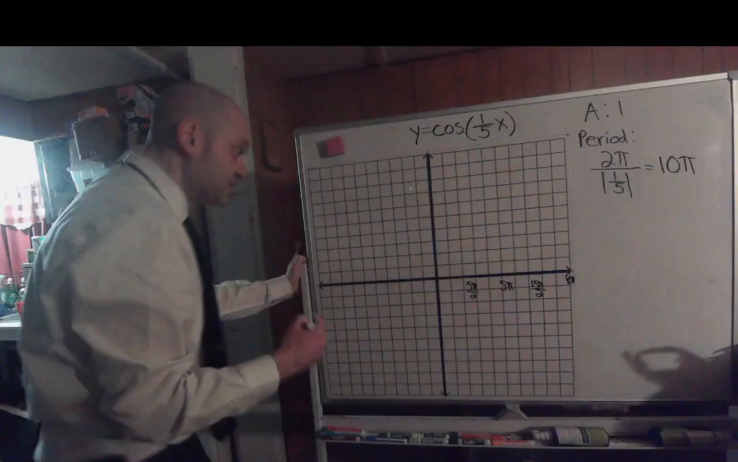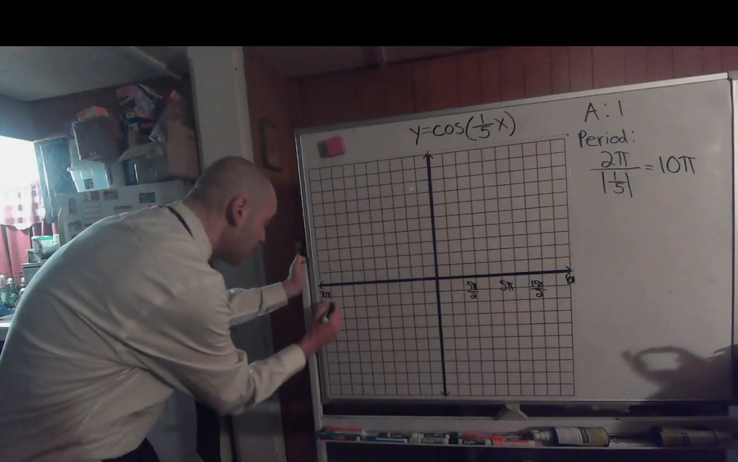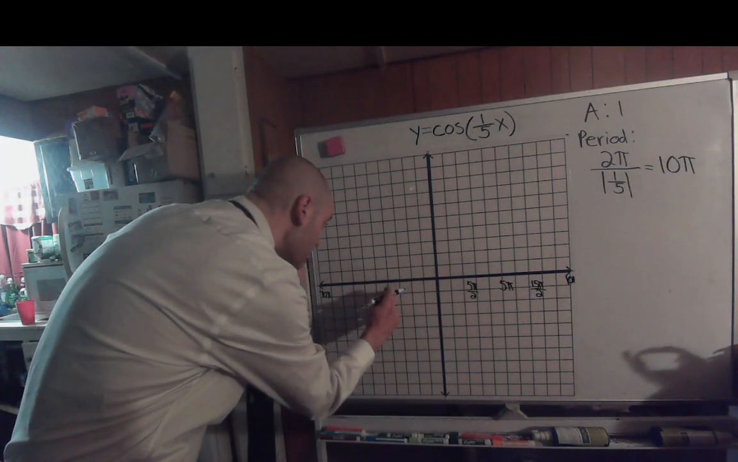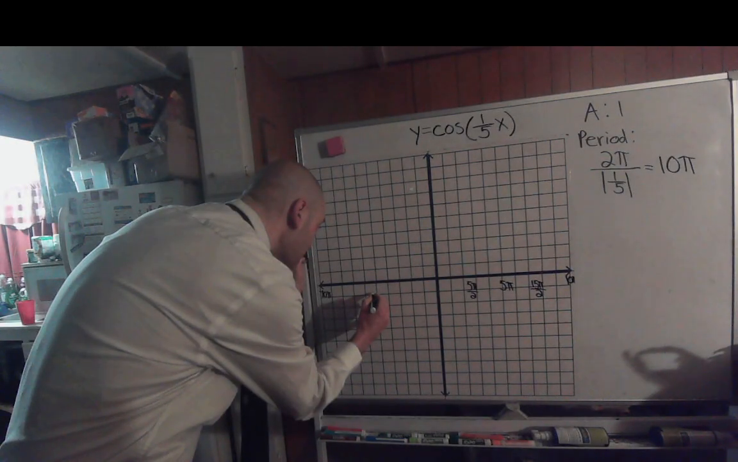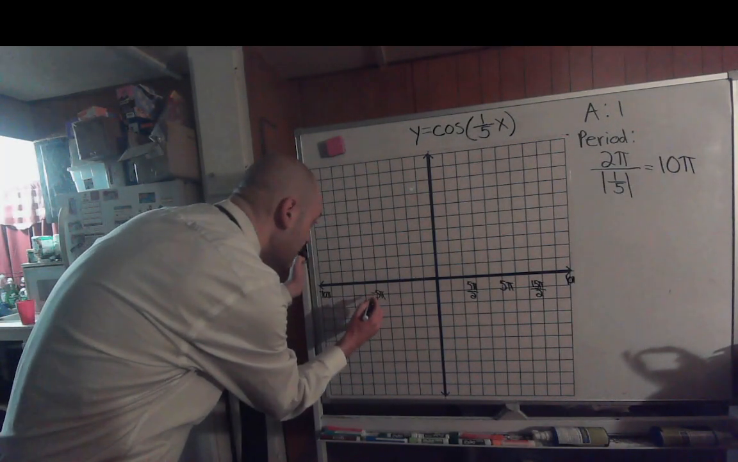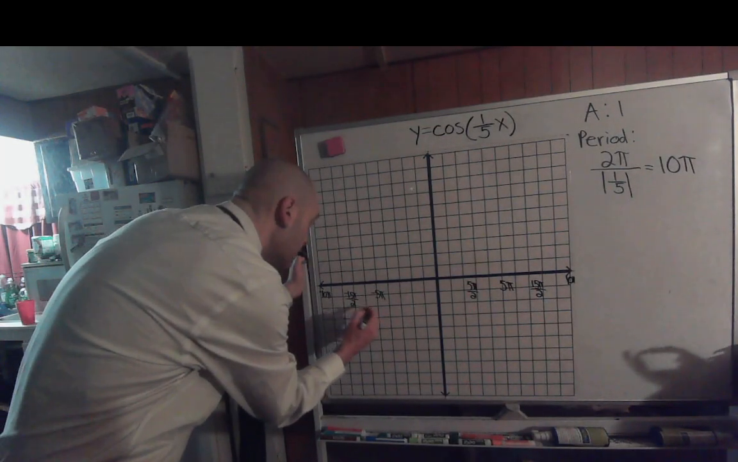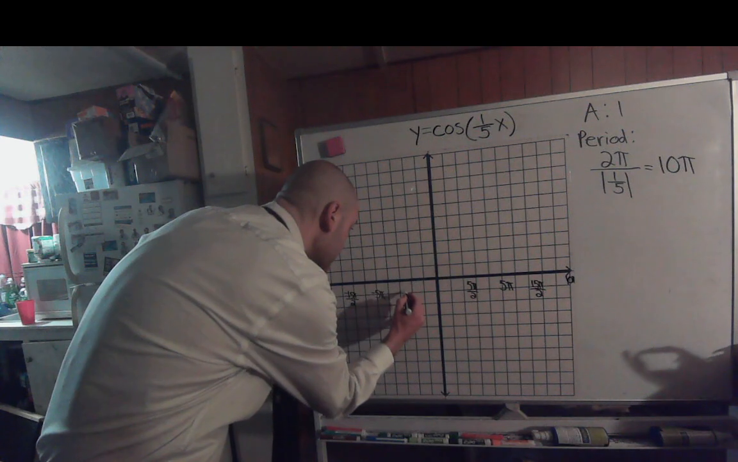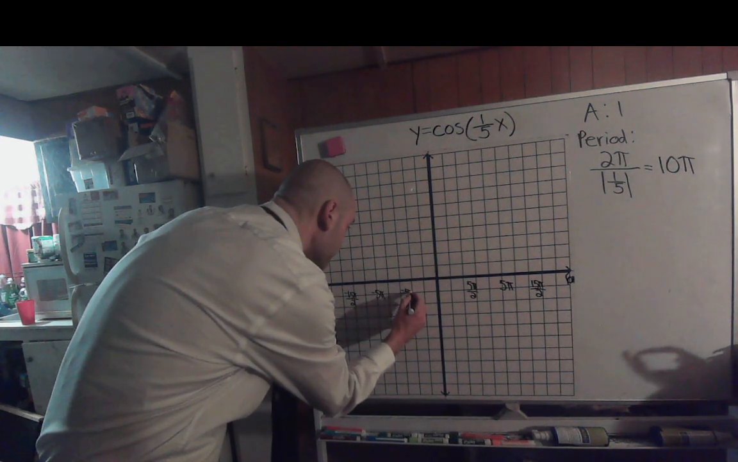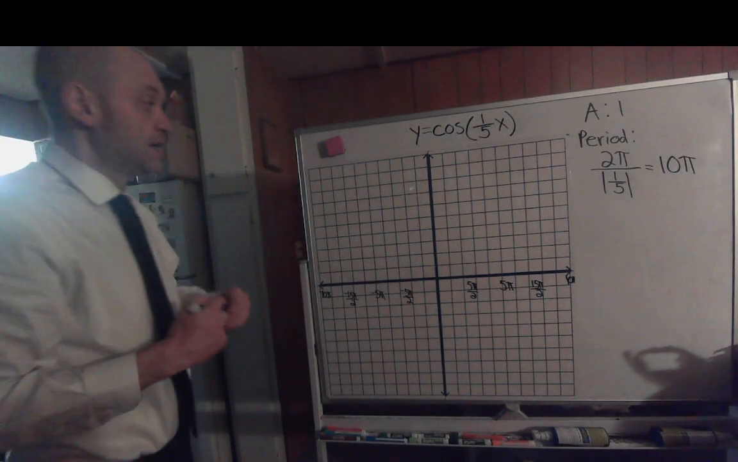And then we're going to do the same in reverse. You'll have negative 10 pi. And here's negative 5 pi. Negative 15 pi over 2. Then here's negative 5 pi over 2. Alright, so we got all our critical points.